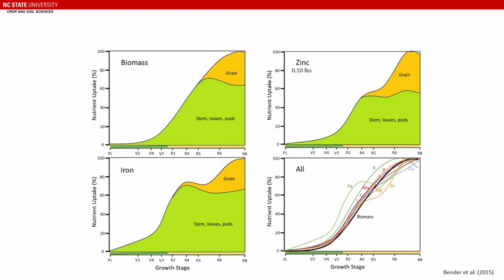But when I stack all these curves in the same graph, what you can see is not that different from the biomass accumulation. The biomass accumulation is the black line over here, and all the nutrients are accumulated in almost the same way. It's completely different for corn.